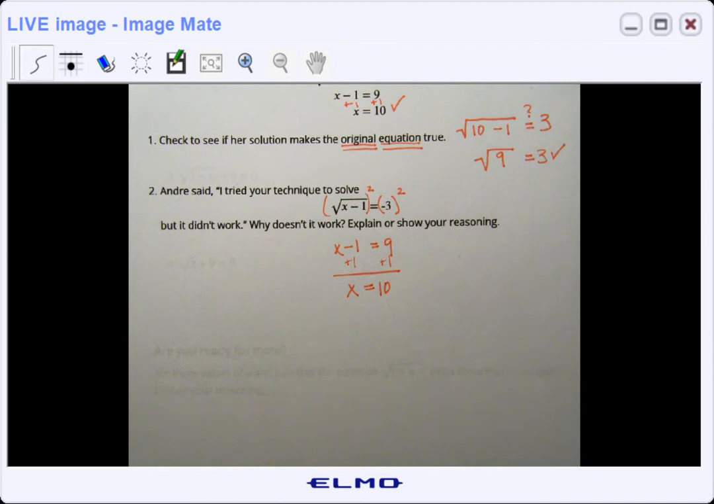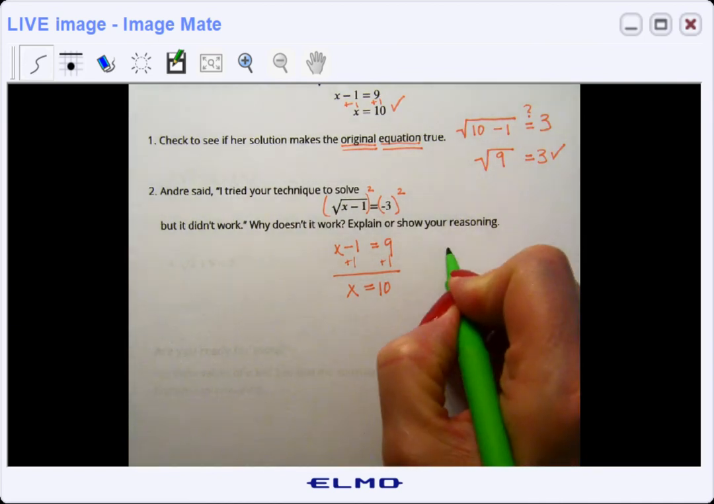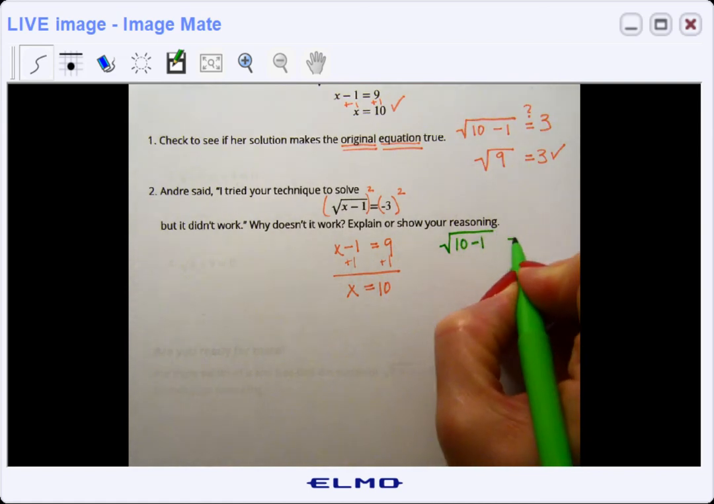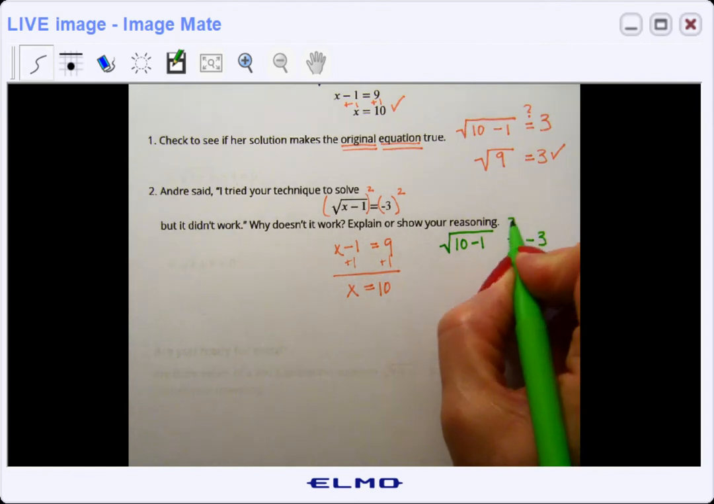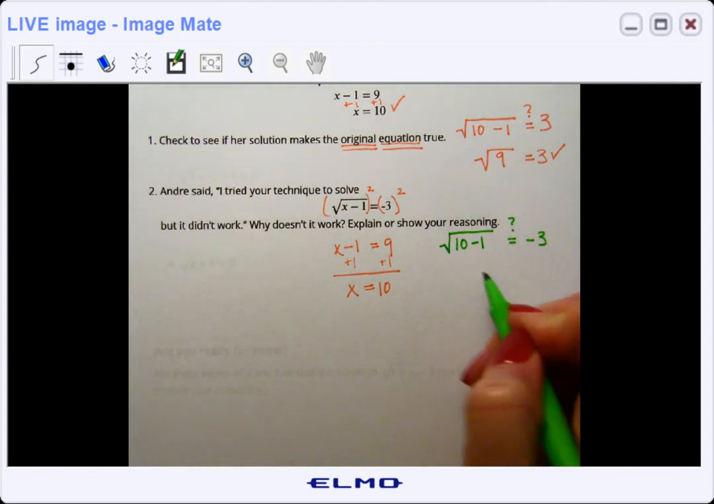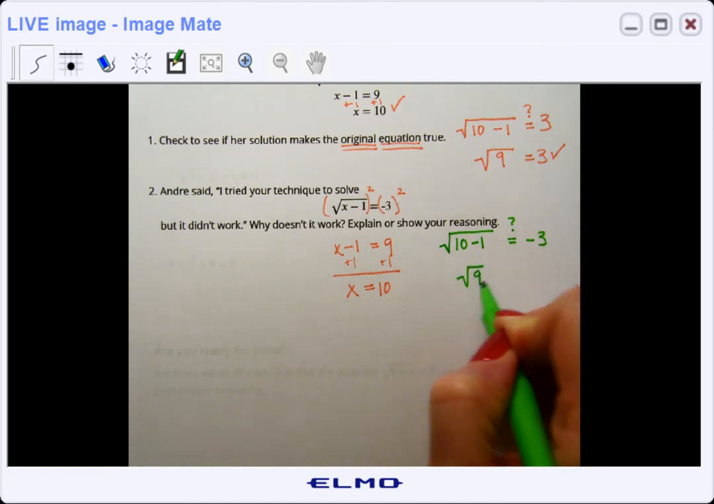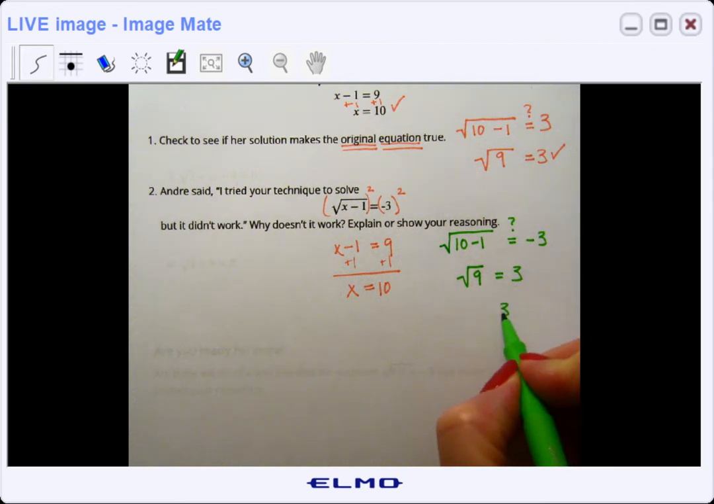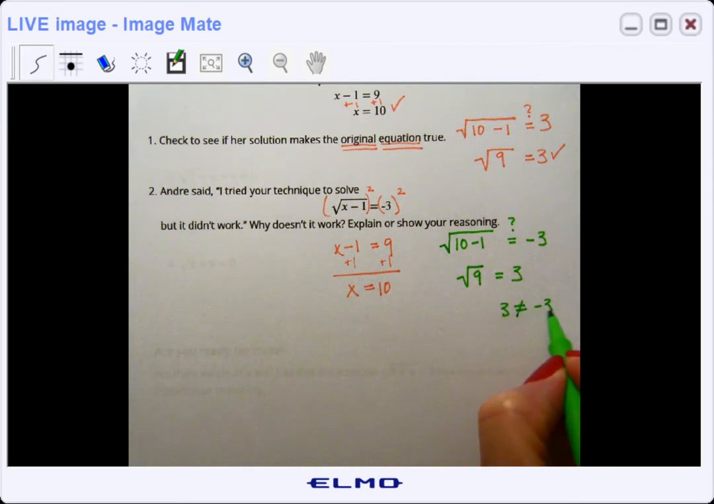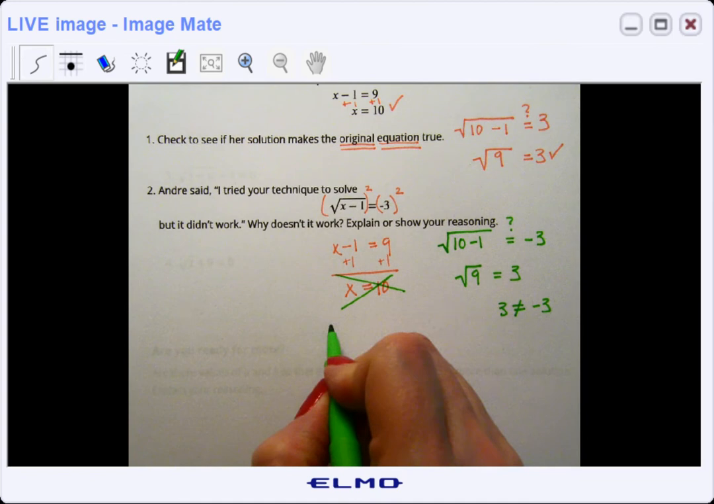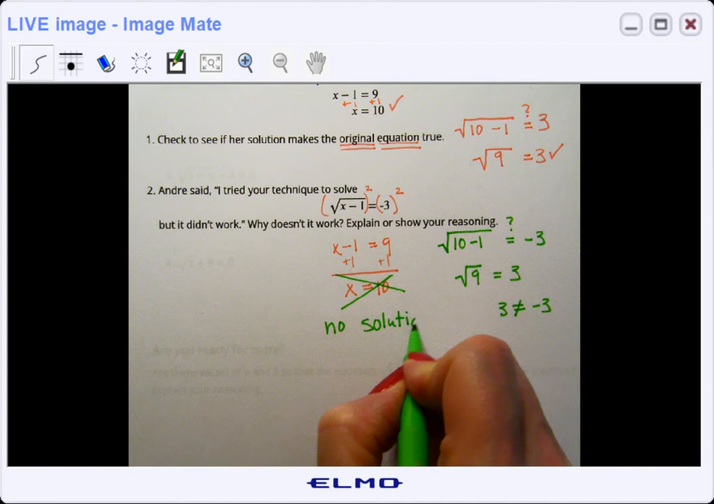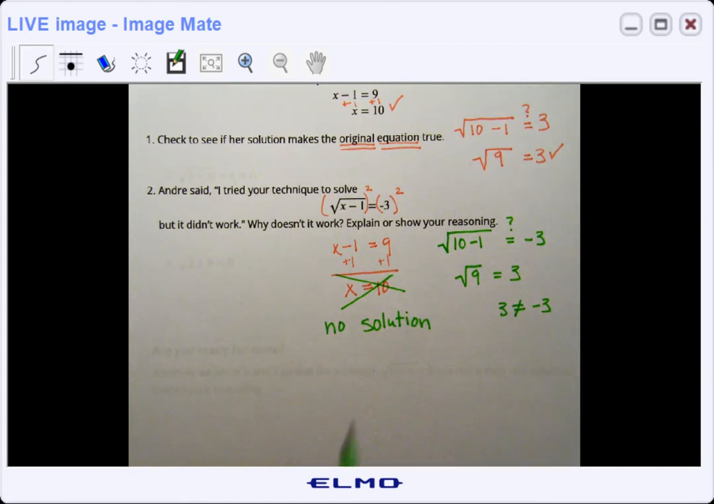This is why checks become so important. So the check goes in the original equation. Does the square root of 10 minus 1 equal negative 3? Does it? Well, again, 10 minus 1 is 9, so this is the square root of 9, which is 3. And 3 does not equal negative 3, so this does not work. In fact, this equation actually has no solution. Okay.